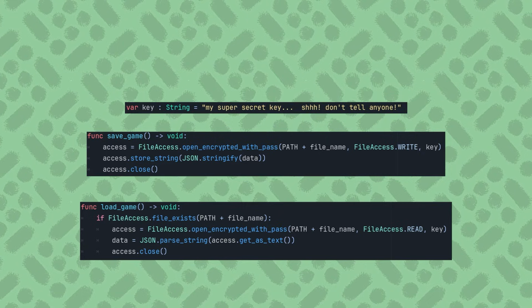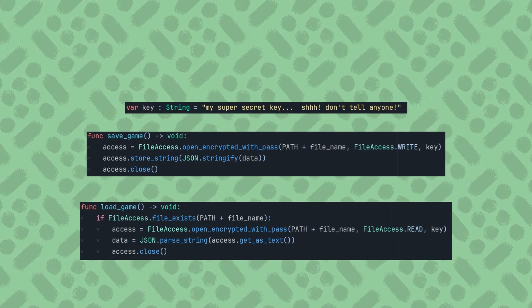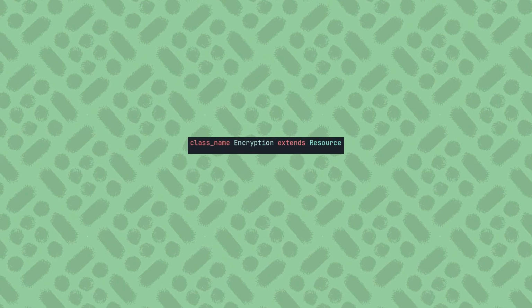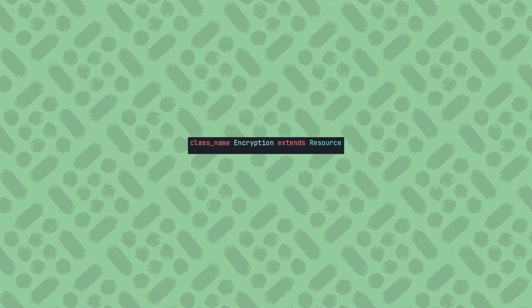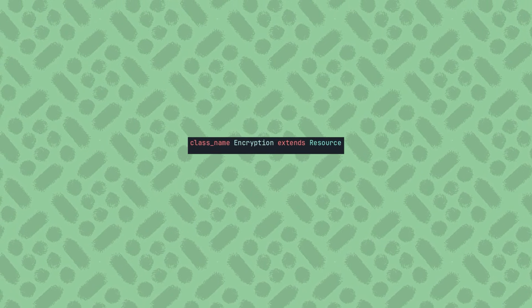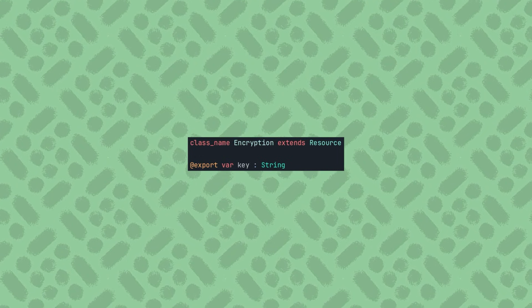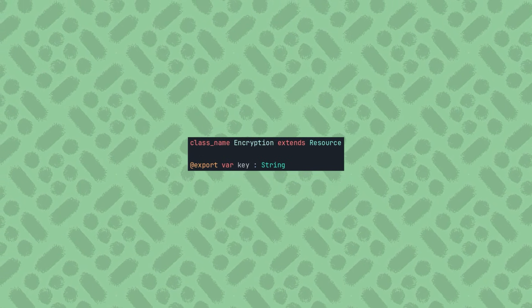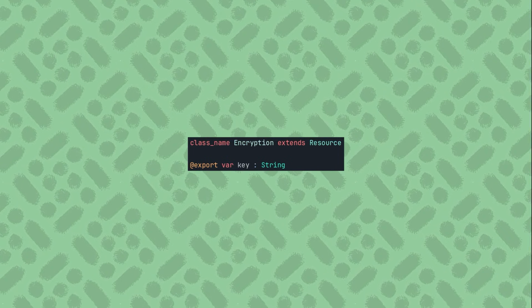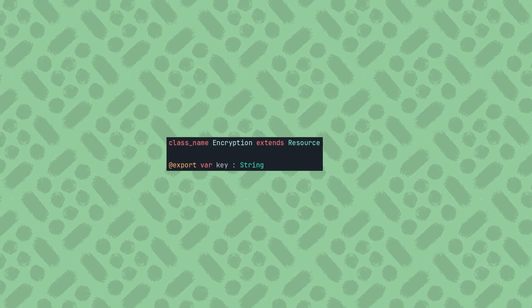If you want to be even more secure, we can remove the key from this script so it's not easy to find and also encrypt it too. To do this, we'll write another script named Encryption, this time inheriting from Resource. If you're coming from Unity, this is similar to a scriptable object. Inside the script, we'll give it a class name, Encryption, and only one variable, named key, as a string, which must be exported.